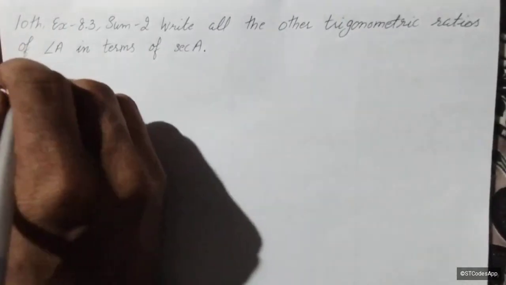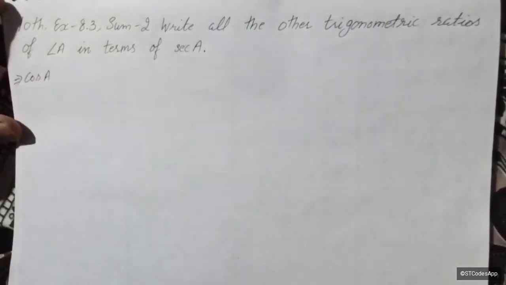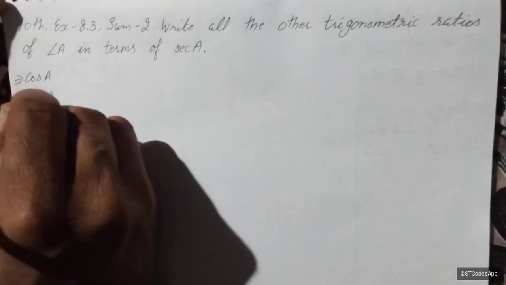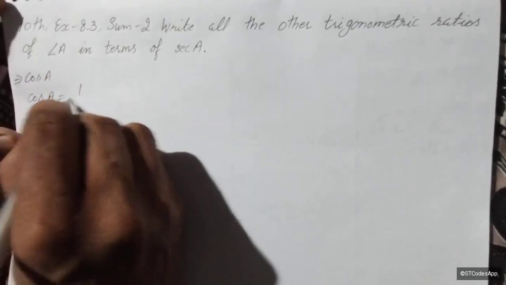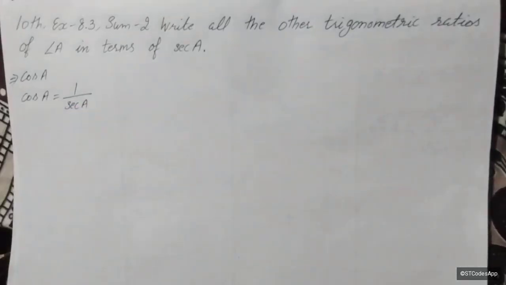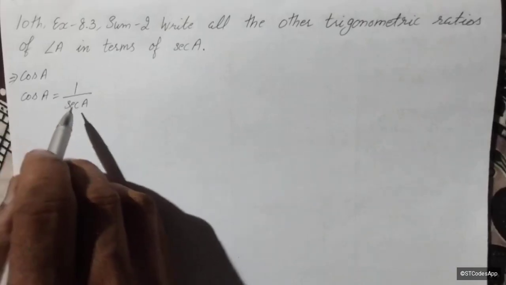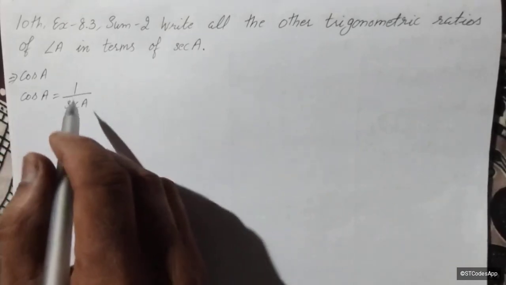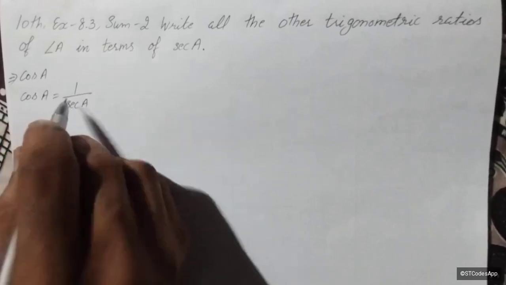So first of all, we have cos A. This is very easy because it is already in formula. Cos A is equal to 1 upon sec A. So it is already converted. Cos A is equal to 1 upon sec A because this is in formula. So it is already in the term of sec. We cannot solve this further. So this is the first one.